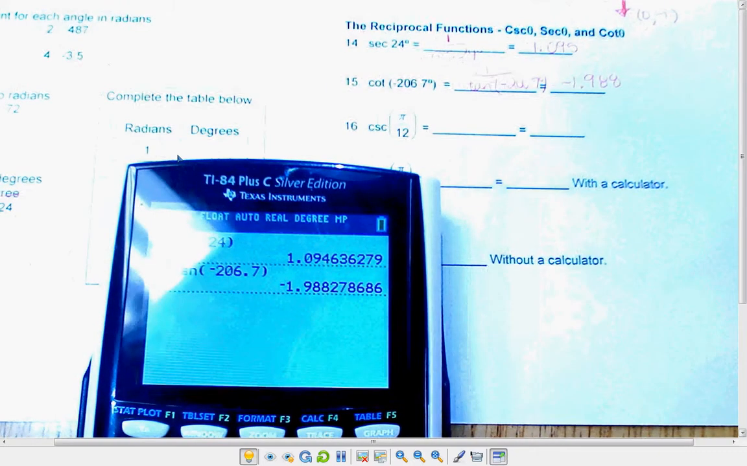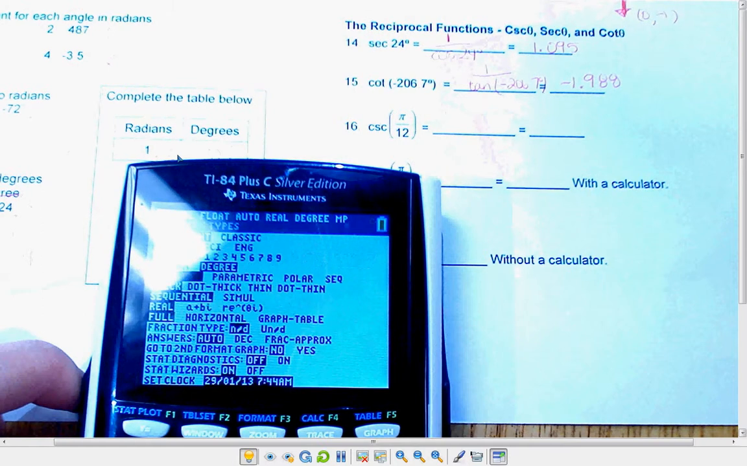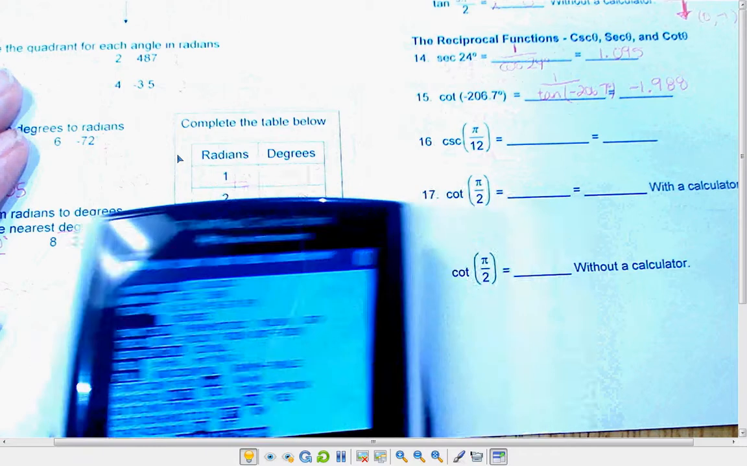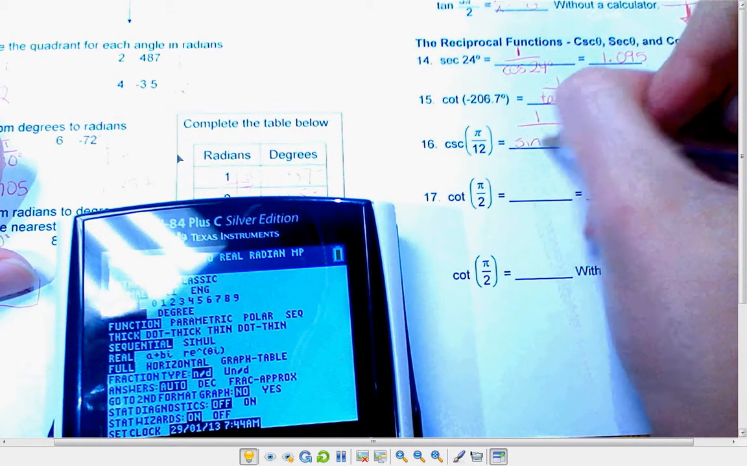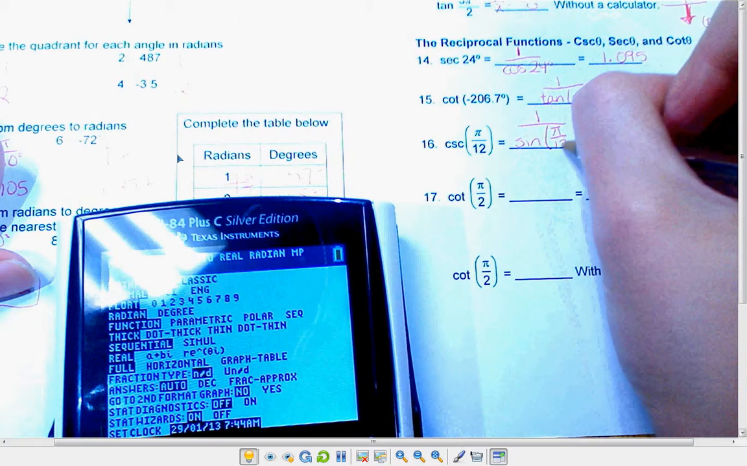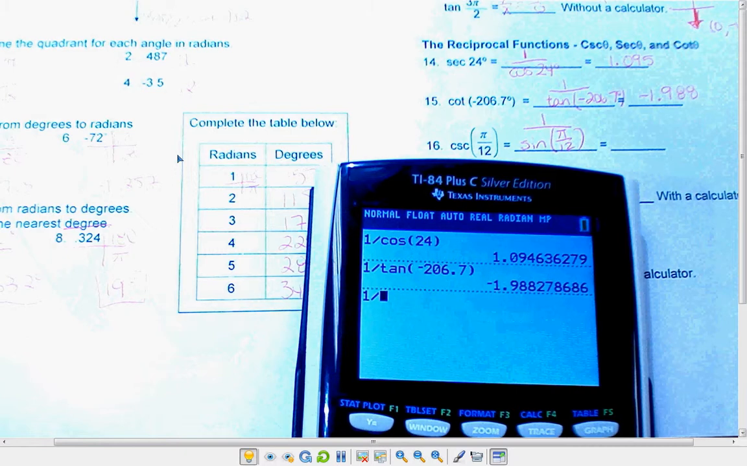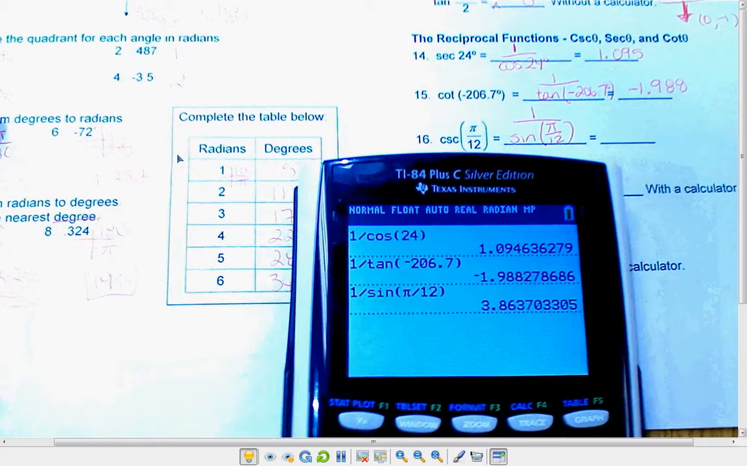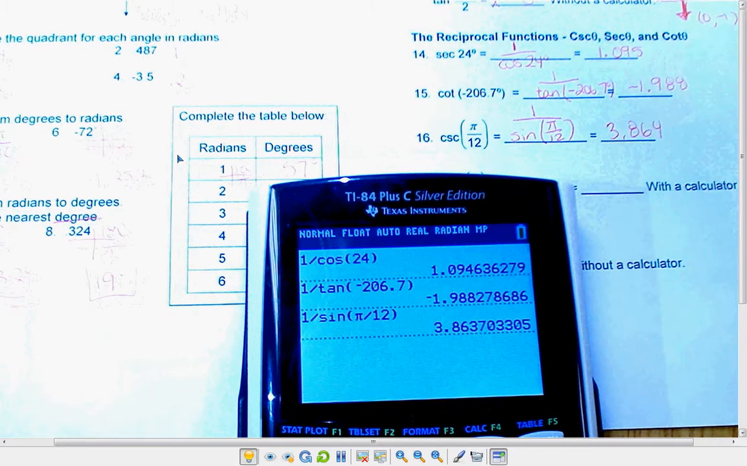For number 16, cosecant of pi over 12. This is in radians, so I'm going to go to my mode, change to radians. And cosecant is the reciprocal of sine, so I'm going to do 1 divided by sine of pi over 12. So I'm in radians. 1 divided by sine pi over 12. And that is 3.864, because the 7 tells you to round the 3 up.